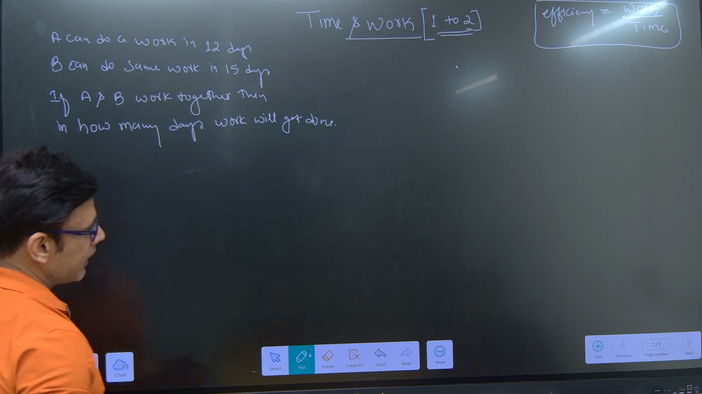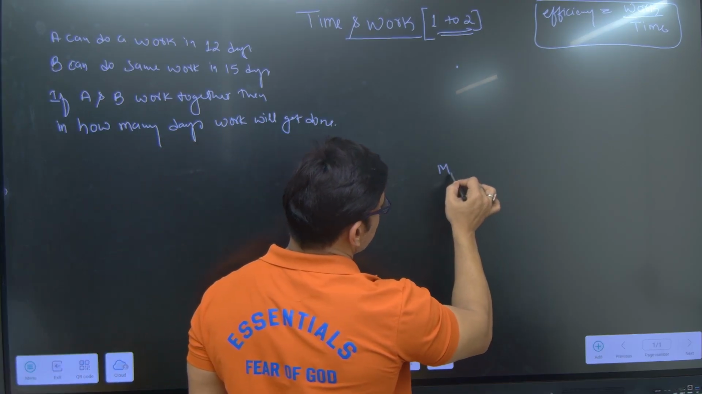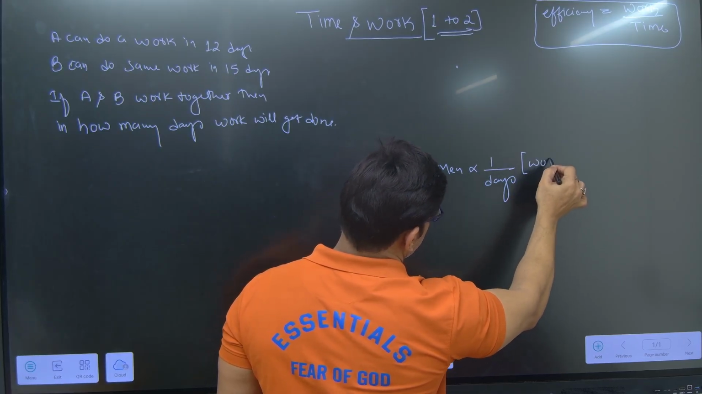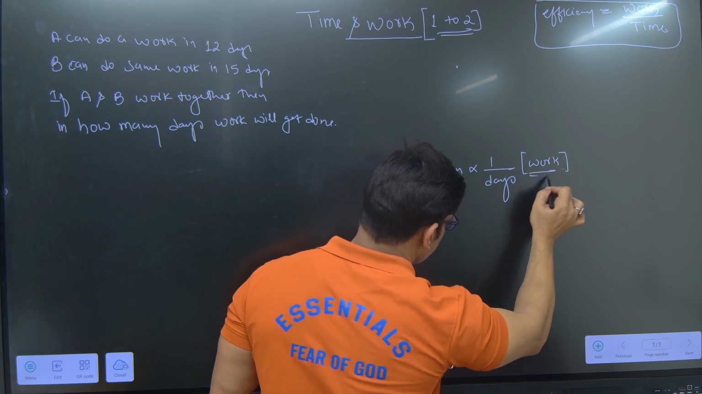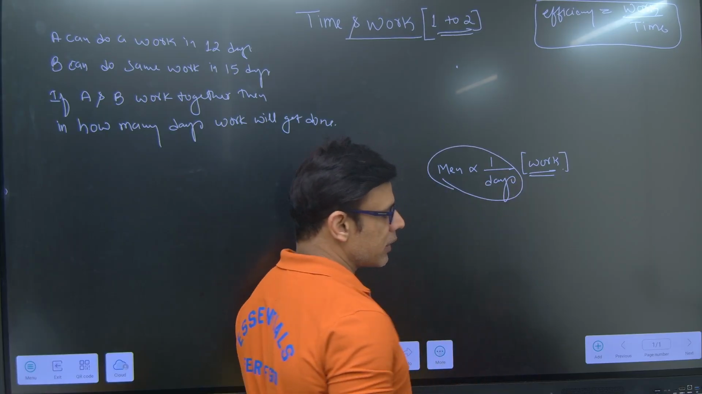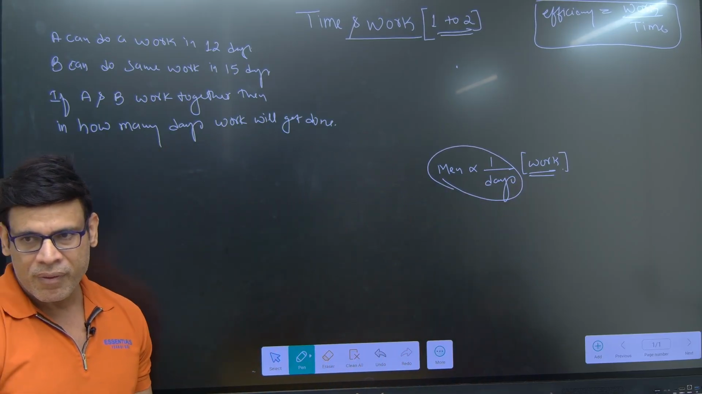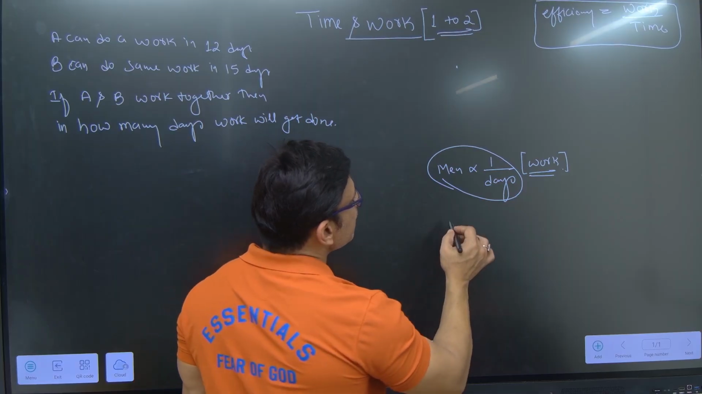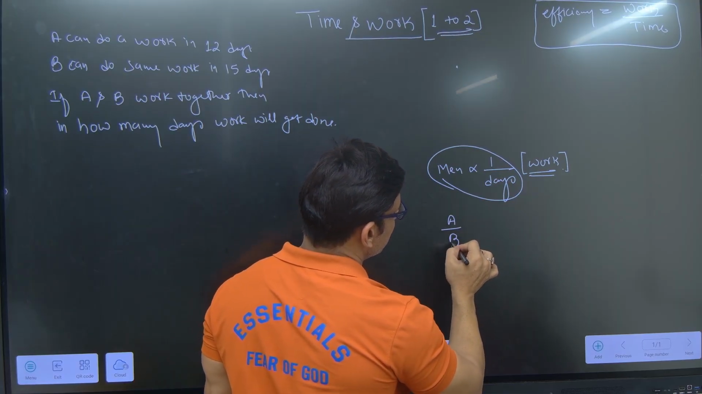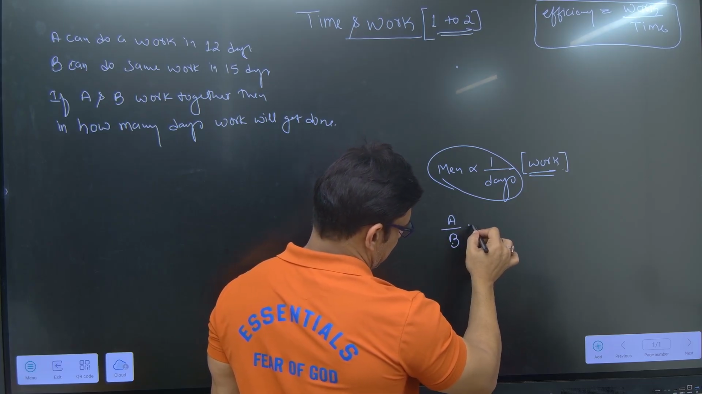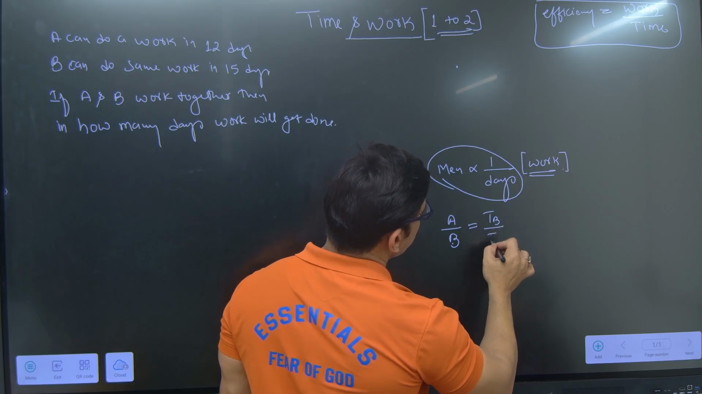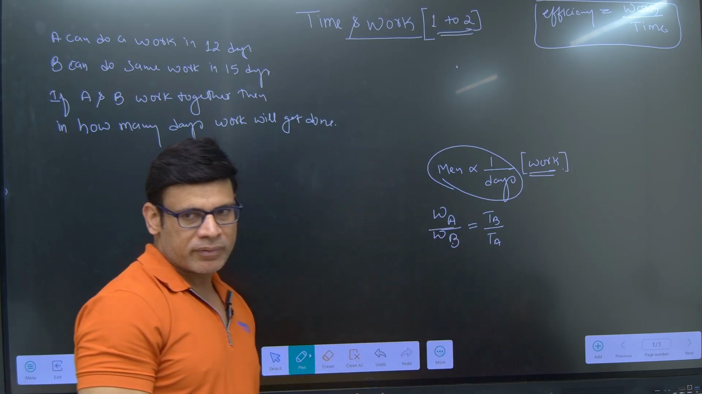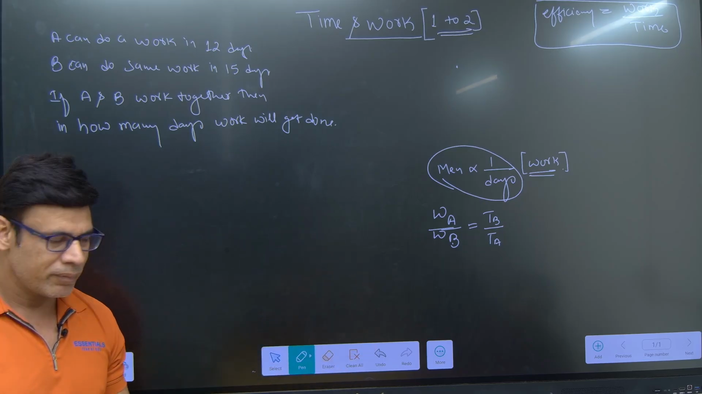So understand, when I'm saying n is inversely proportional to days when work is constant, it simply means what? If your work is constant, then these two are inversely proportional. So let's say there are two people, right? So A and B, this is equal to time taken by B over time taken by A. This is work done by A over work done by B. I mean, this ratio, you remember it. I'll just explain you the same meaning of this, right?